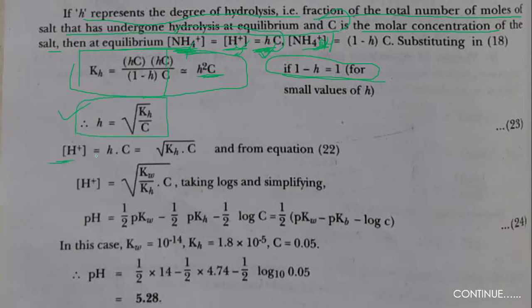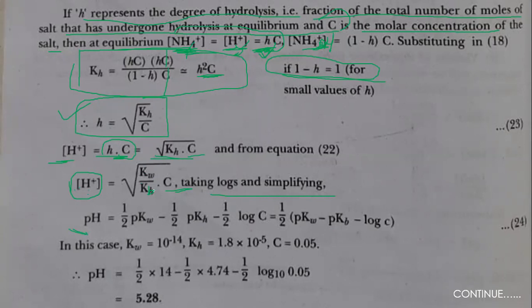Therefore, H plus is equal to hC. If you put the value of h in this equation, you will get, under the square root, Kh into C. Therefore, H plus is equal to, what is Kh? It's Kw upon Kb, so into C, under the square root. Taking the log of both sides, so the negative log of H plus ion is the pH.